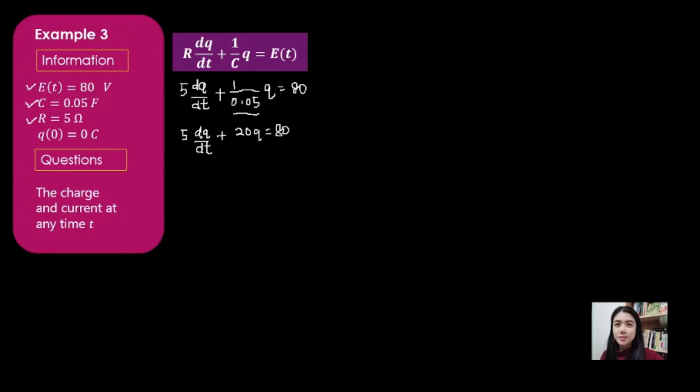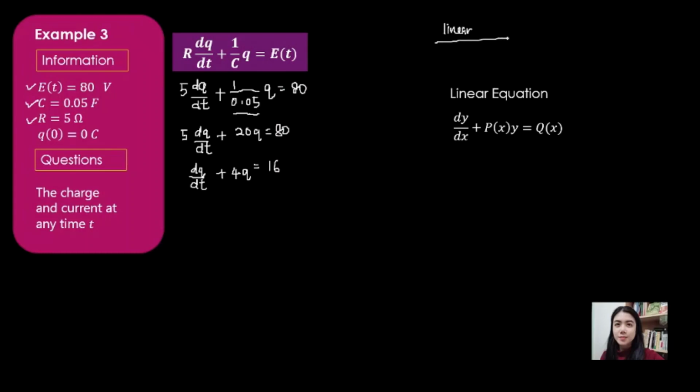Now divide all the terms that you have here by 5. So you have dQ/dt plus 4Q equals 16. Now compare the differential equation that we have here with the general form of the linear equation. In the general form of the linear equation, we have two variables, the variable y and the variable x. Now let's compare with our differential equation for the charge.